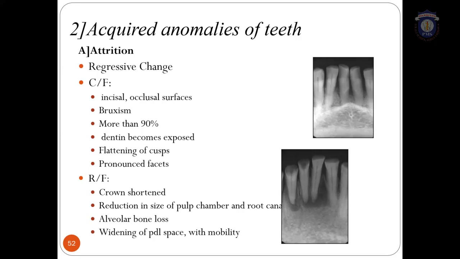Radiographically, the crown will be shortened. Reduction in size of the pulp chamber and root canal will be seen. Alveolar bone loss will be seen. Widening of periodontal ligament space with mobility is seen in certain cases.